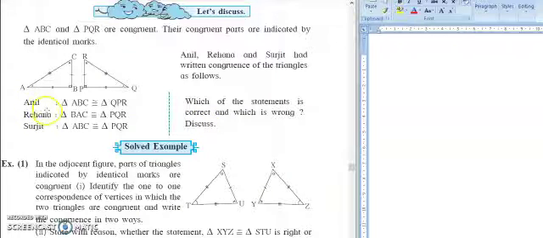See here in Anil's, what is given? Anil has written that triangle ABC is congruent to triangle QPR. Now let us verify this. ABC. So this AB side should be congruent to this first side, that is QP. So AB is indicated by 2 lines and QP is also indicated by 2 lines. So this side is congruent to this side.